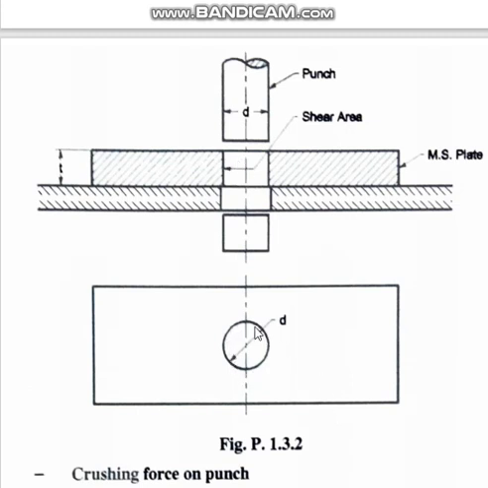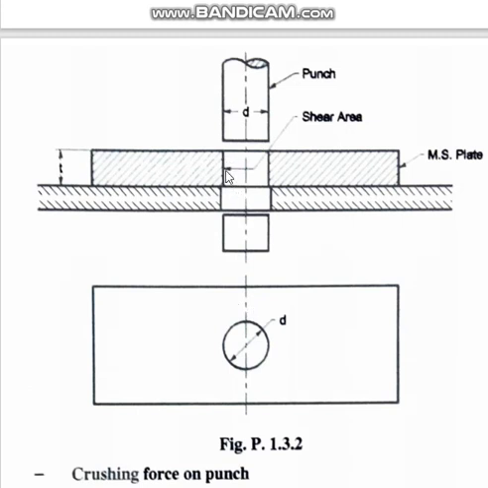What is the length of this line? The length of this line is the circumference. The circumference is given by the formula pi d. Pi is 3.14 and d is the diameter. So this is 3.14 times the diameter, and the thickness is t.